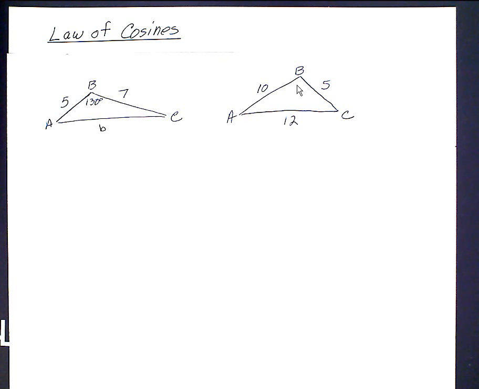Same thing with this one. When you have side, side, side, you look at the situation: do I have an angle that I can compare with a side? I need at least one of the angles. So these are two situations in which you would want to use something different, and they use what's called the law of cosines.